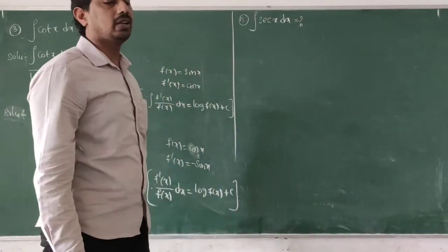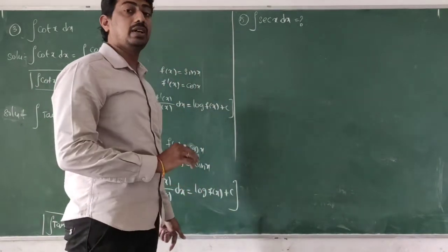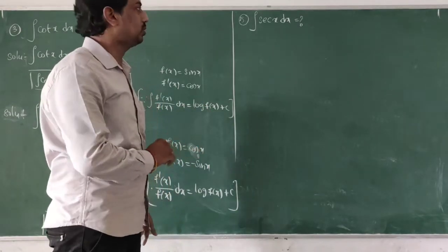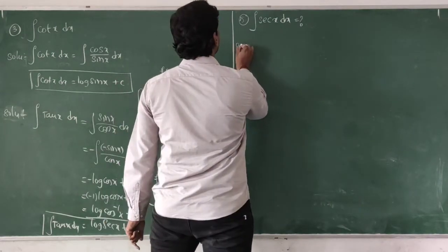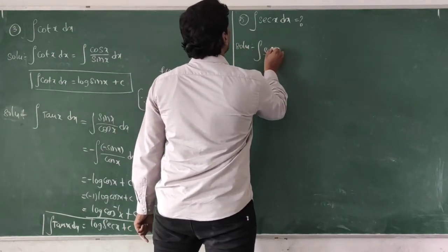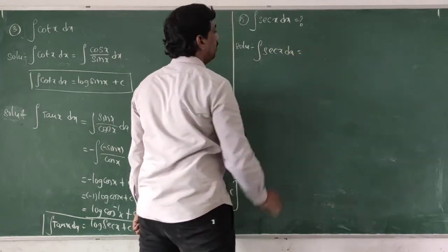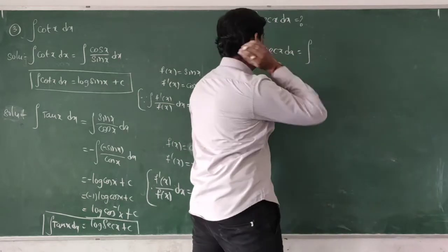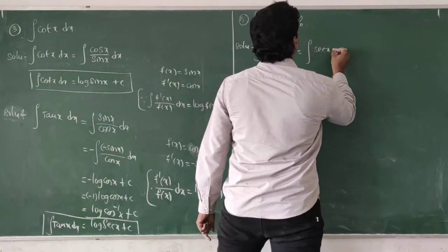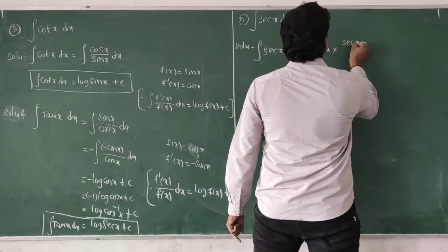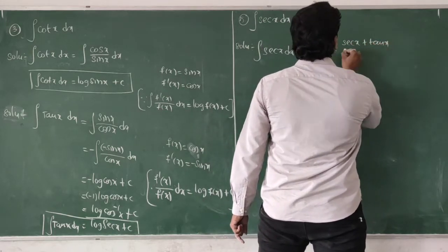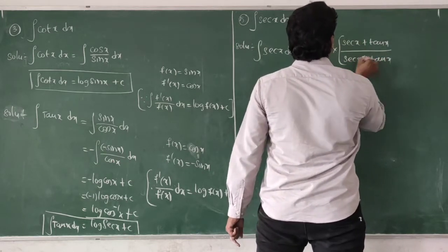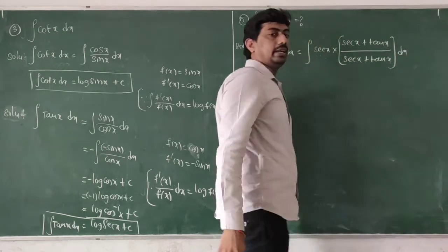In continuation, integration of secant x. Do we have the formula for that one? No. We have the formula for integration of secant x into tan x, which is secant x, but we don't have the formula for integration of secant x. In this way we can finish it. Listen carefully. Integration of secant x dx: multiply and divide with secant x plus tan x.